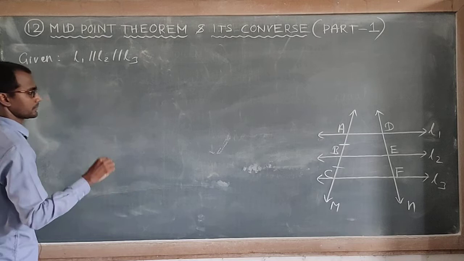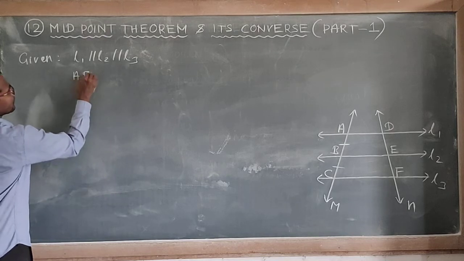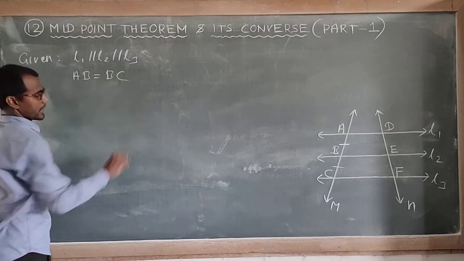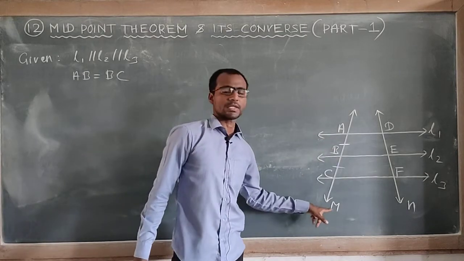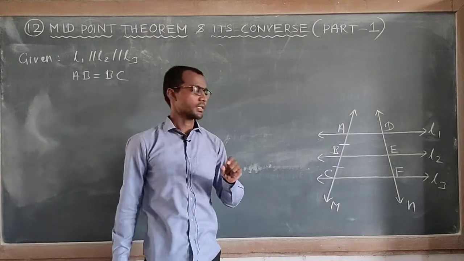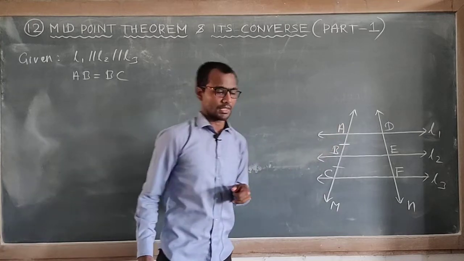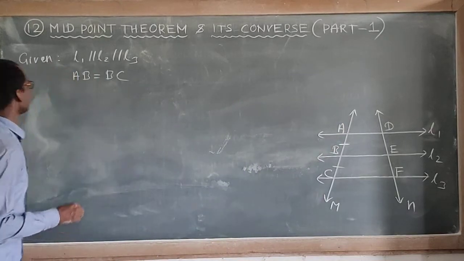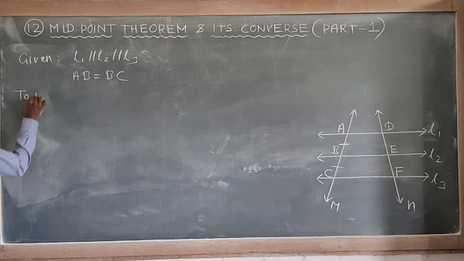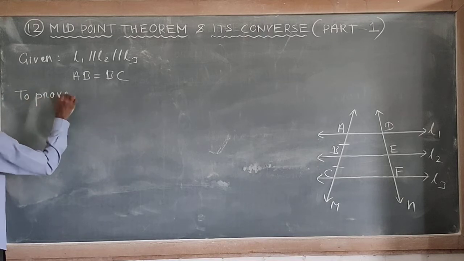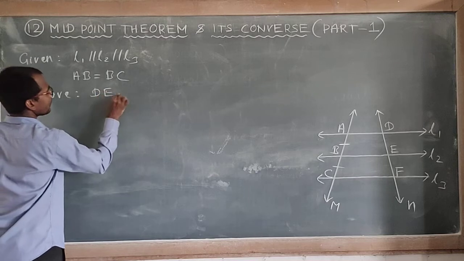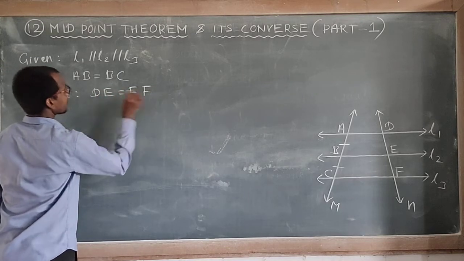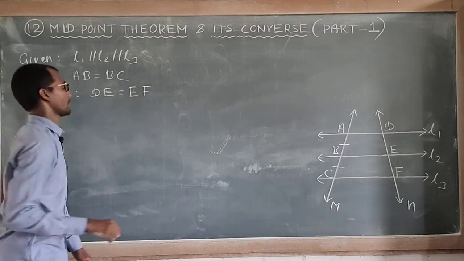Then AB is equal to BC. As you can see, AB is equal to BC. It is given that this transversal line M makes equal intercept with these 3 lines. AB is equal to BC. To prove: DE is equal to EF.